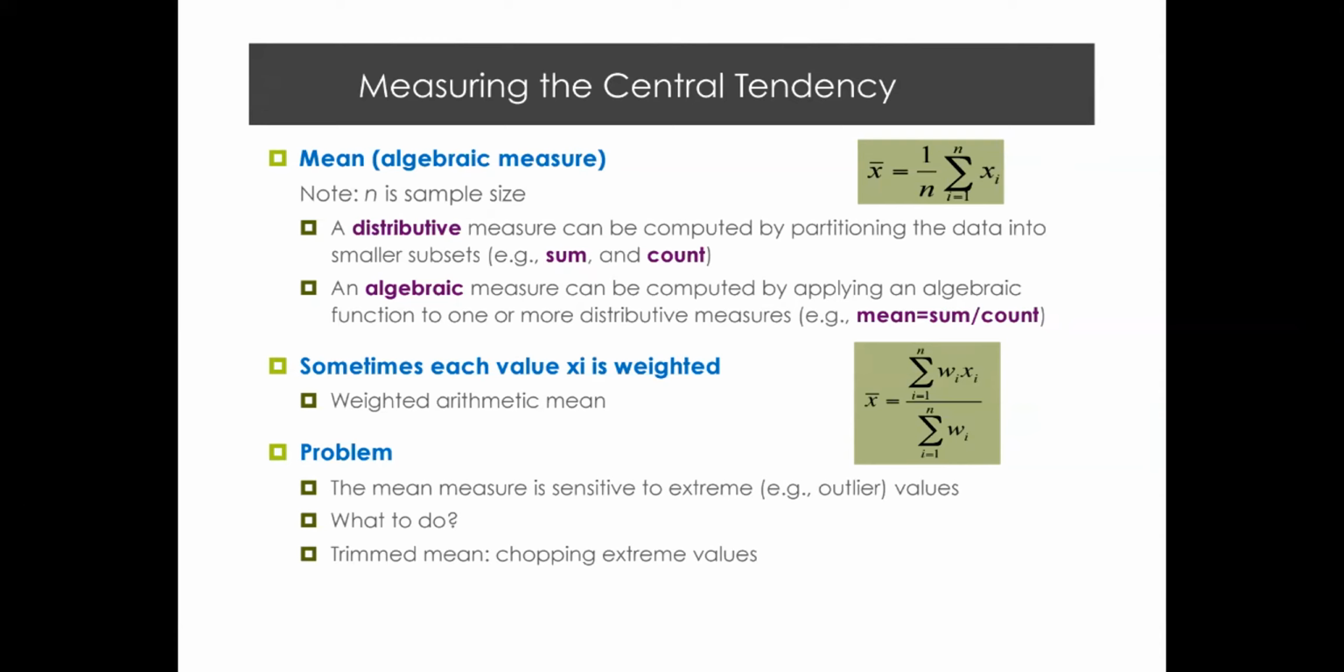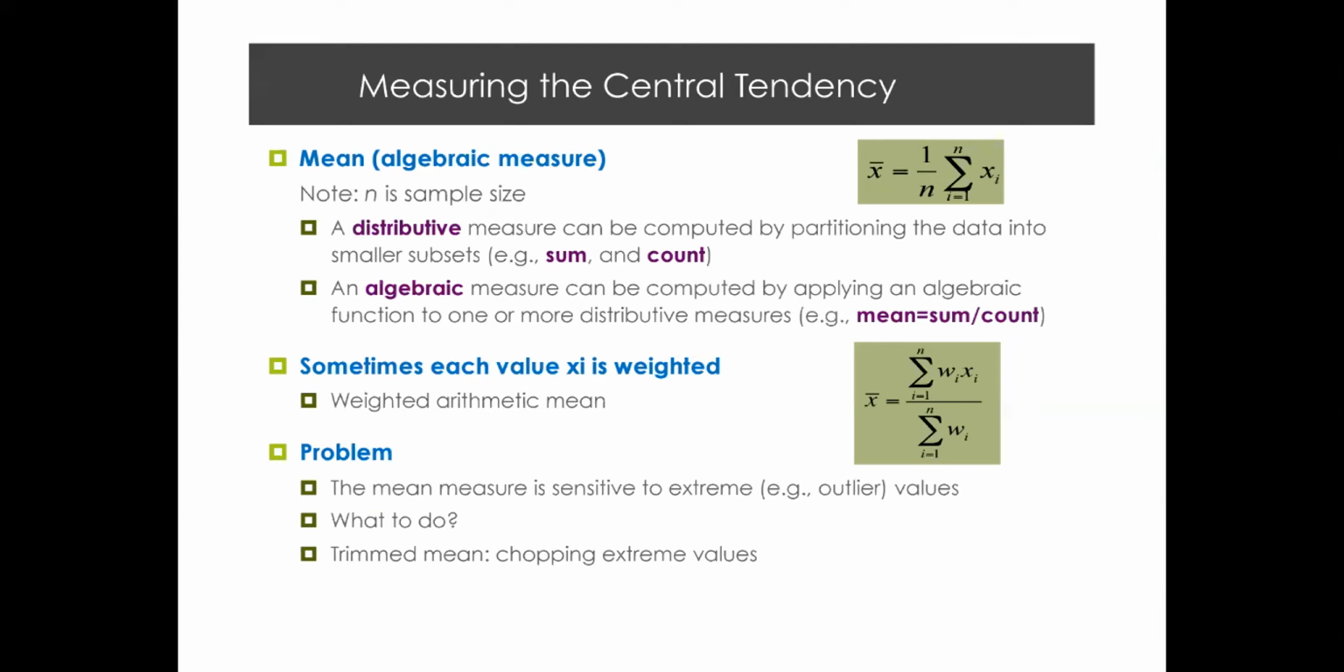For example, consider we have huge data. Whenever you want to find the mean value, you find x bar, which equals 1 by n, summation from i equals 1 to n, of x of i. That is the mean value, which is an algebraic measure.